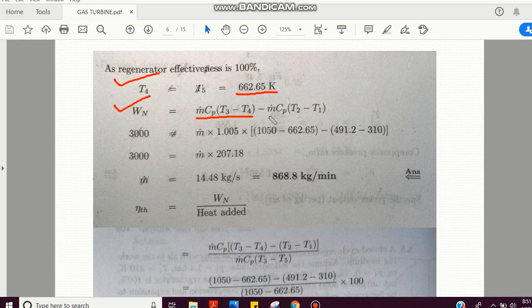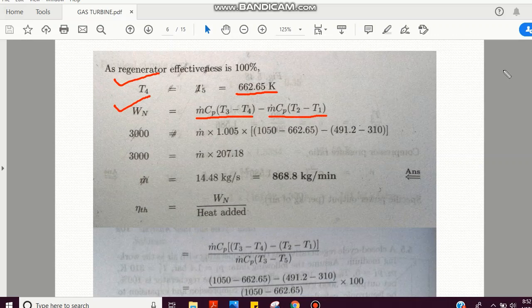So the net work output is turbine work minus compressor work. The turbine work is m dot, that is mass flow rate, into Cp into temperature difference, m dot Cp dt. So dt is the temperature difference, that is T3 minus T4, and for compressor work, that is m dot Cp into dt, dt is T2 minus T1.